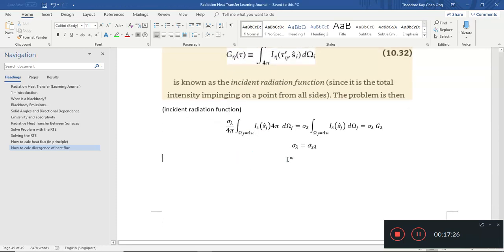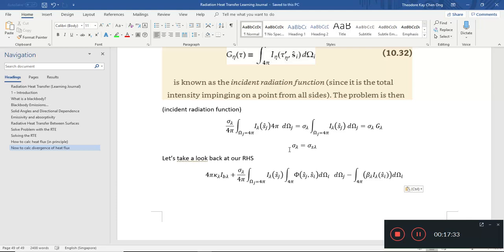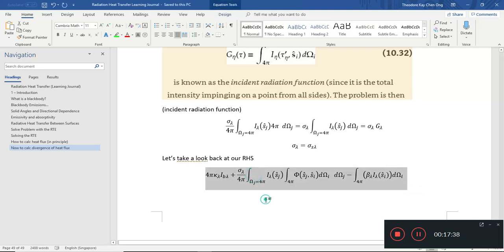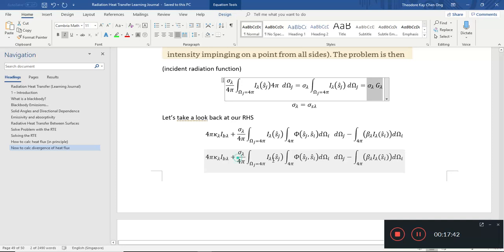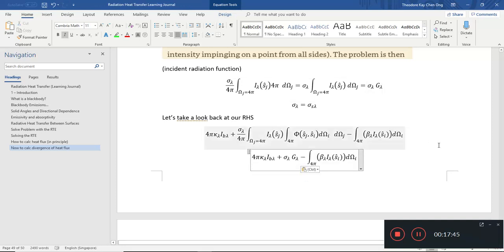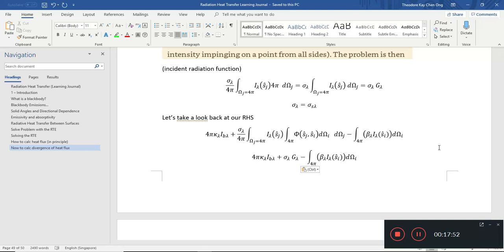So let's take a look back at our RHS. So the right hand side is this, and we can simplify this to sigma lambda G lambda. Okay, we can still simplify this a little bit more.